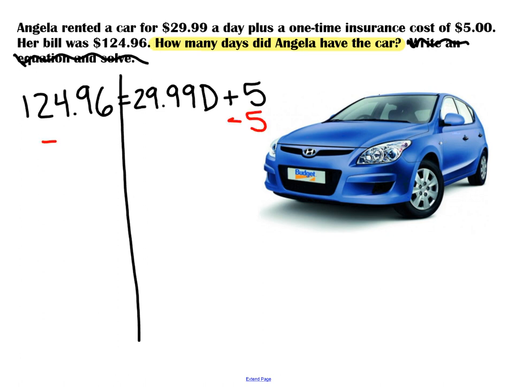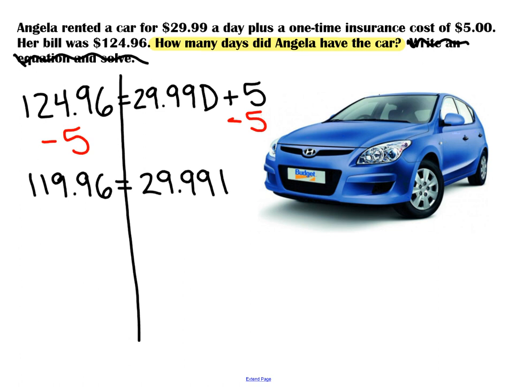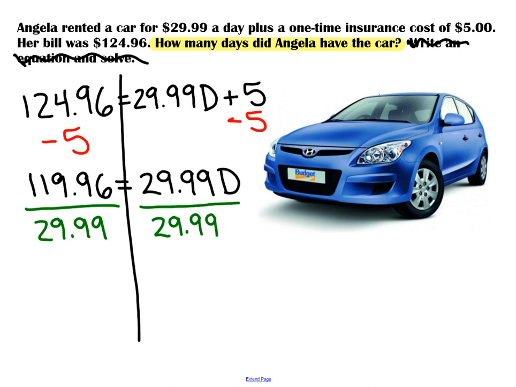When I do that, I am left with 119.96 on the left side and 29.99 D on the right side. My next step is simply going to be dividing by 29.99 on both sides. Now, if you don't know what that is, you can use your calculator to help you out here.